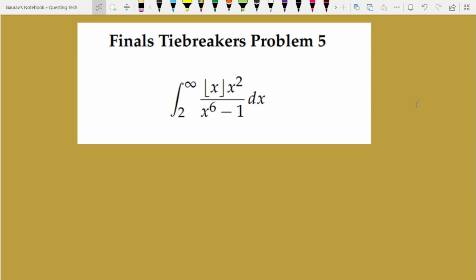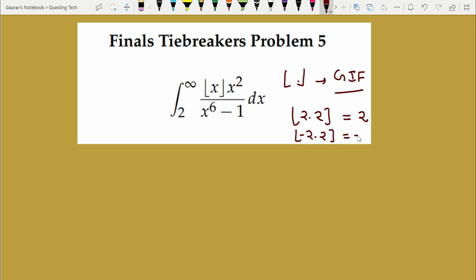This is our question. And what is this? This is the greatest integer function. Okay. Like if we put 2.2 in this, then the value is 2. And if we put minus 2.2, then the value is minus 3. Greatest integer function means the lowest integer from this number, that is the greatest.